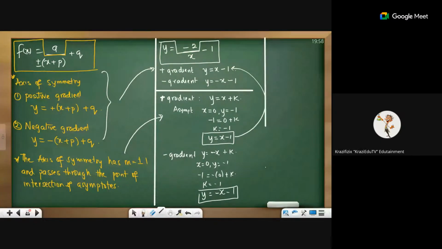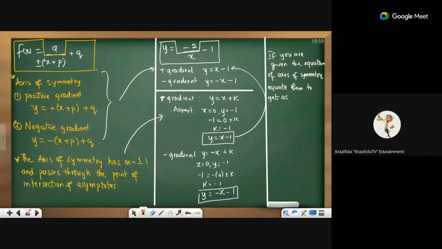Finally, on this one, this axis of symmetry, if you are given the equation of the axis of symmetry, we did this in our own private session, equate them to get what? Asymptotes.